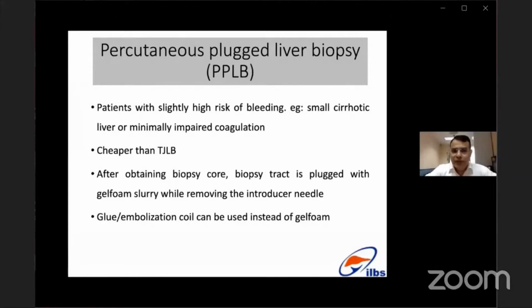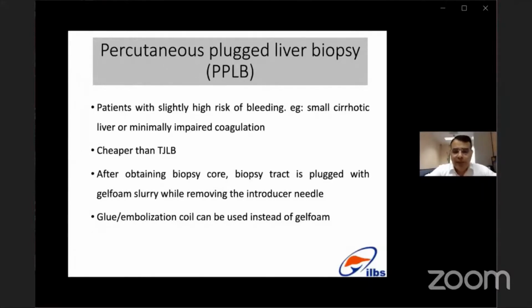Then there is some modification in percutaneous biopsy, like we have percutaneous plugged liver biopsy. This is done in patients with slightly high risk for bleeding, like patients having small liver, cirrhotic liver, or with minimally impaired coagulation, like those which are not fitting into the normal coagulation parameters. It is slightly cheaper than the transjugular liver biopsy, as the major hardware and cath lab is not required, or even fluoroscopy is not required for performing this. It can be done under ultrasound guidance.